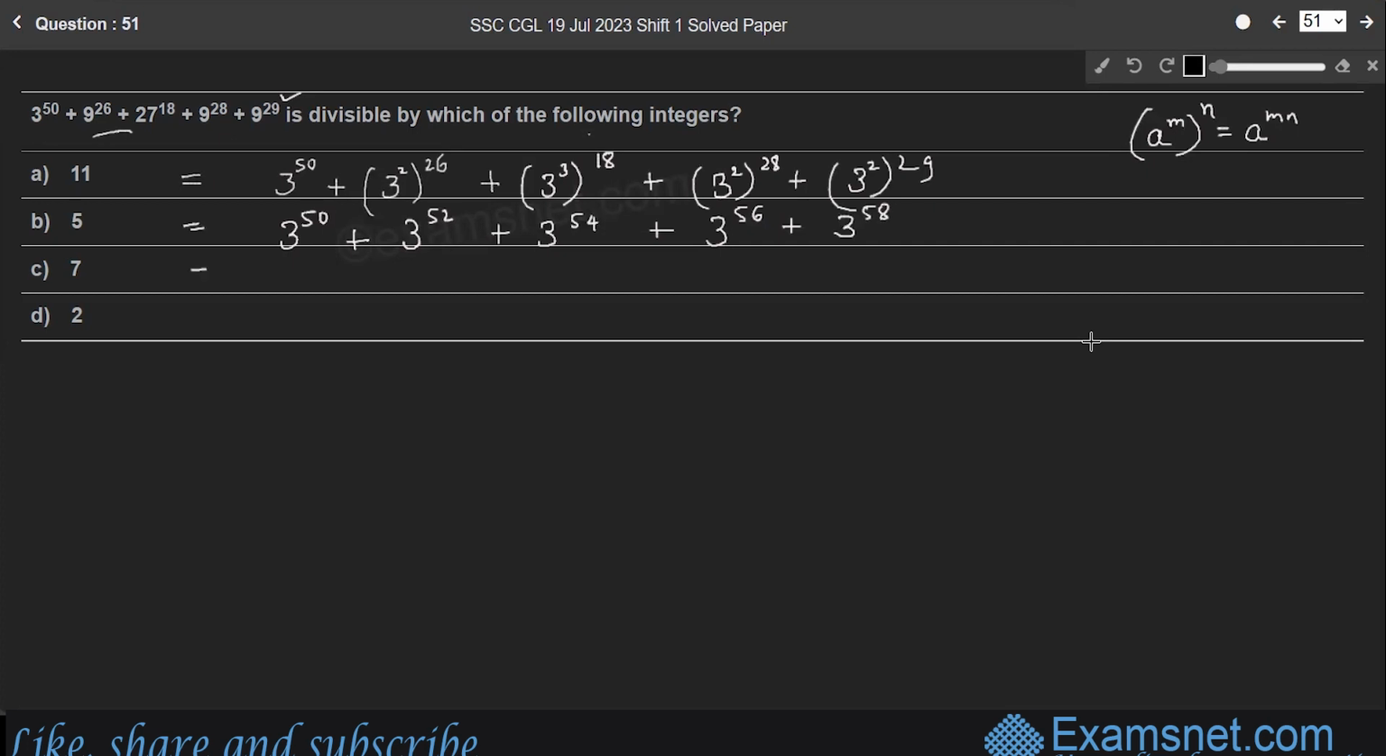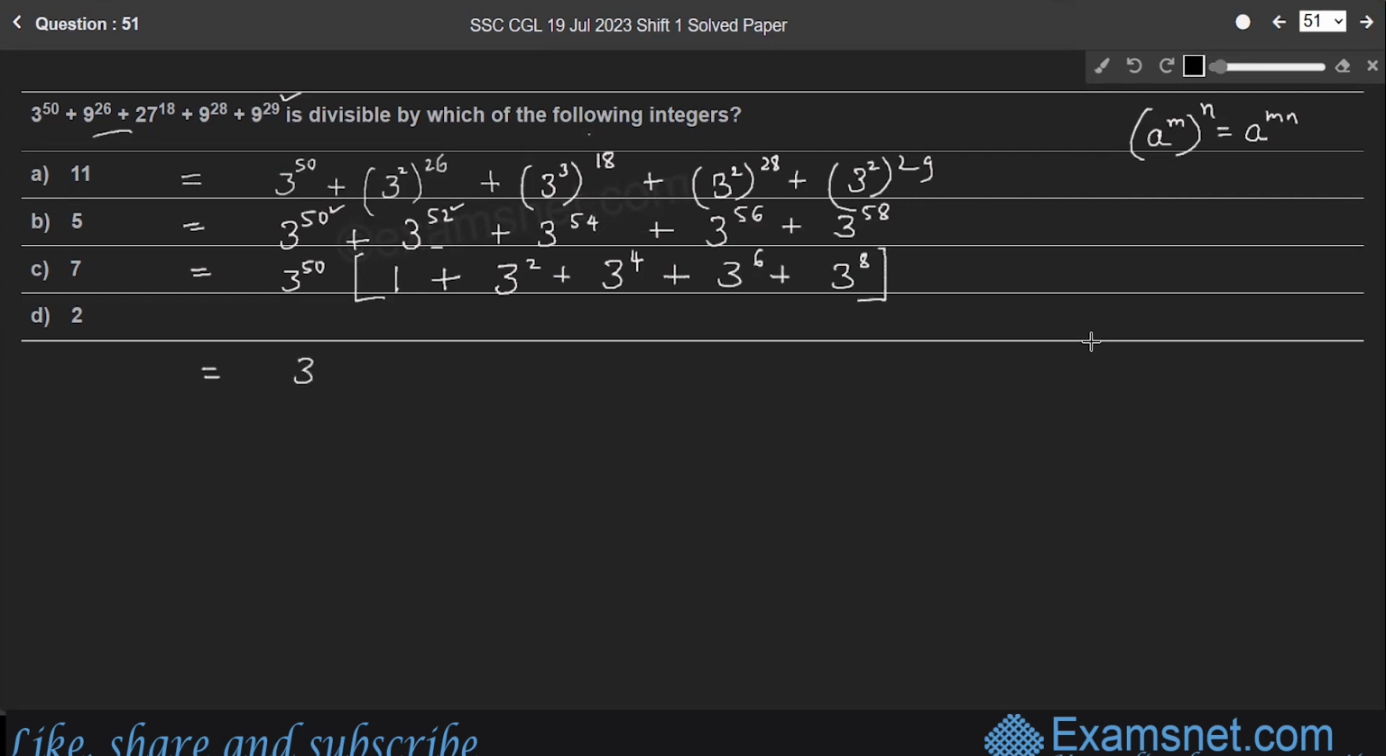Right? So, we'll take 3 raised to 50 as common. 3 raised to 50 is common in all 5 terms. 3 raised to 50 into, the first term becomes 1 plus. When the second number is divided by 3 raised to 50, the remaining term will be 3 square, plus 3 raised to 4 is remaining in the third term, and 3 raised to 6 is remaining in the fourth term, and 3 raised to 8 is remaining in the last term.